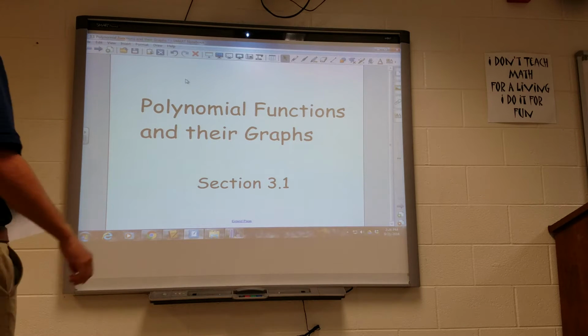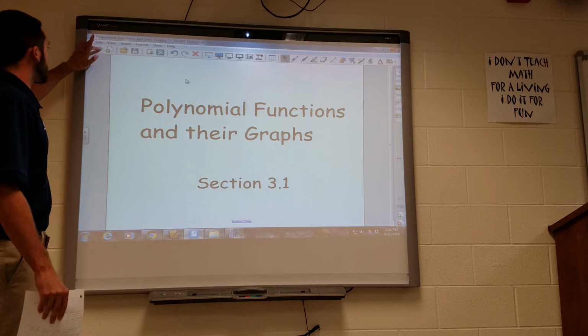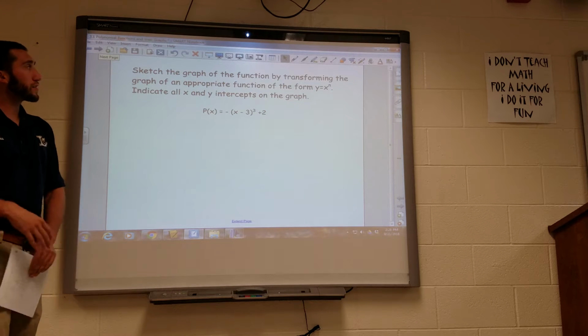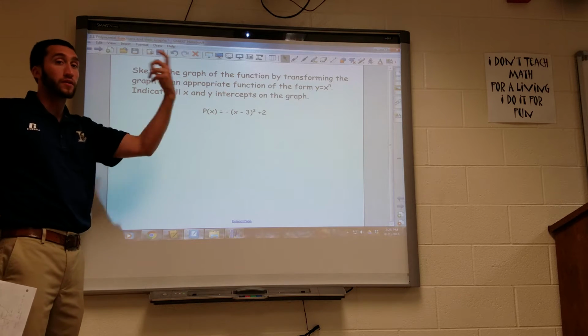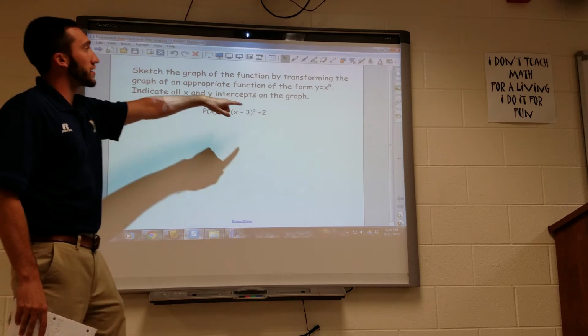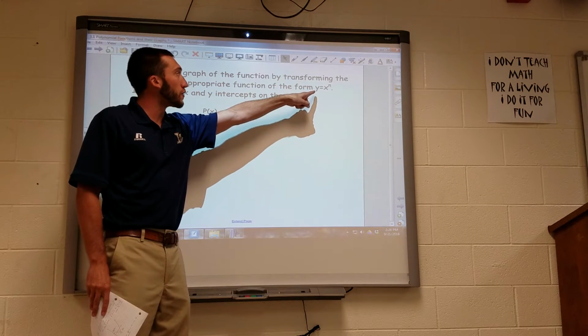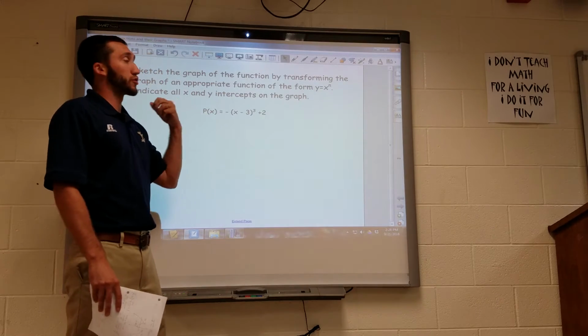Hello everyone, today we're talking about polynomial functions and their graphs, section 3.1 in our book. Here they want us to sketch the graph of the function by using the transformations that we learned in chapter 2. The only difference is that it's going to be in a general form, y equals x to the n, where n is greater than 2.